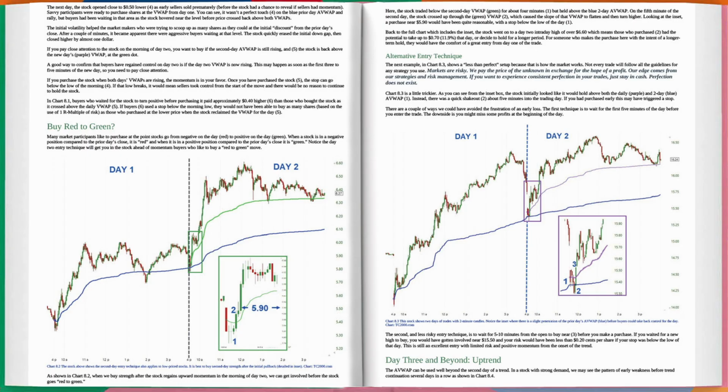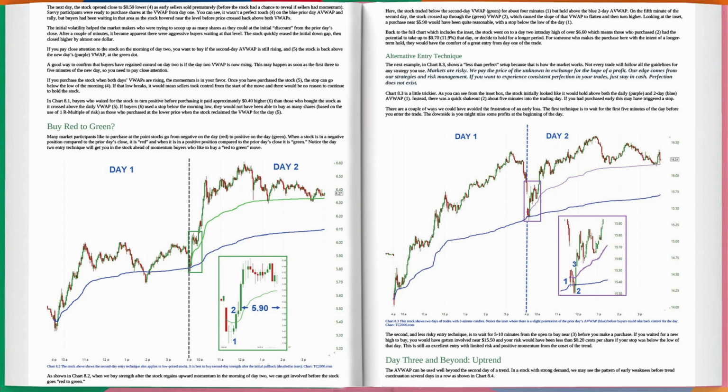As you can see from the inset box, the stock initially looked like it would hold above both the daily purple and 2-day blue AVWAP 1. Instead, there was a quick shakeout 2 about 5 minutes into the trading day. If you had purchased early, this may have triggered a stop. There are a couple of ways we could have avoided the frustration of an early loss. The first technique is to wait for the first 5 minutes of the day before you enter the trade. The downside is you might miss some profits at the beginning of the day.